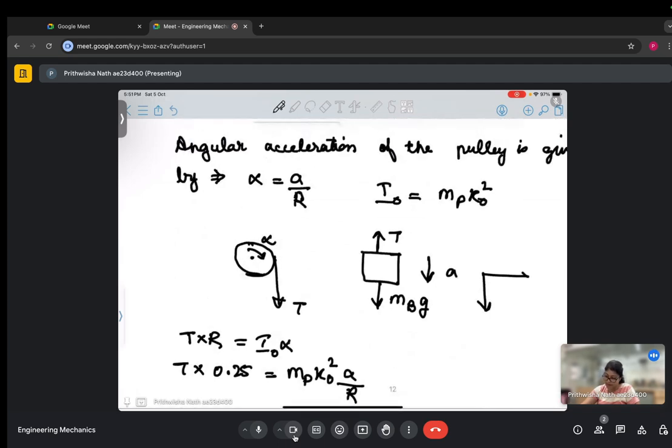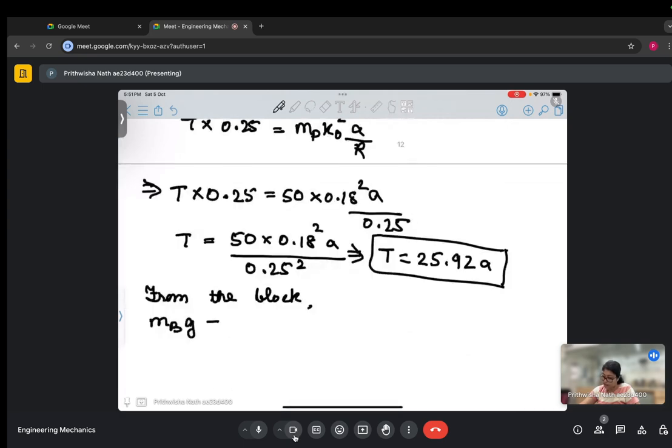Taken this as my reference axis for the block. So mg minus tension equals to mass into a, right?